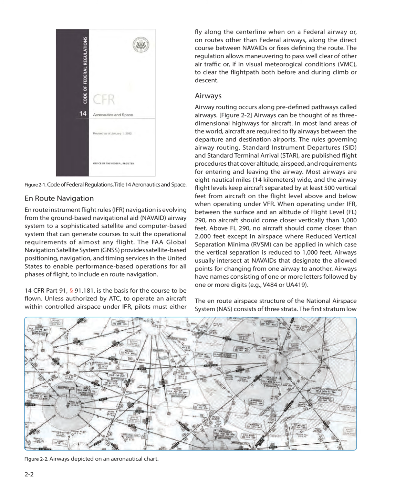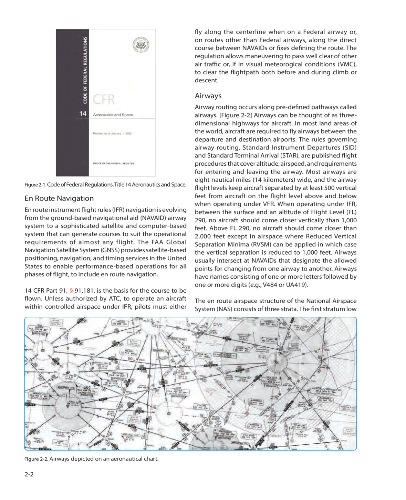14 CFR Part 91, Section 91.181, is the basis for the course to be flown. Unless authorized by ATC, to operate an aircraft within controlled airspace under IFR, pilots must either fly along the centerline when on a federal airway or, on routes other than federal airways, along the direct course between NAVAIDs or fixes defining the route. The regulation allows maneuvering to pass well clear of other air traffic or, if in visual meteorological conditions (VMC), to clear the flight path both before and during climb or descent.